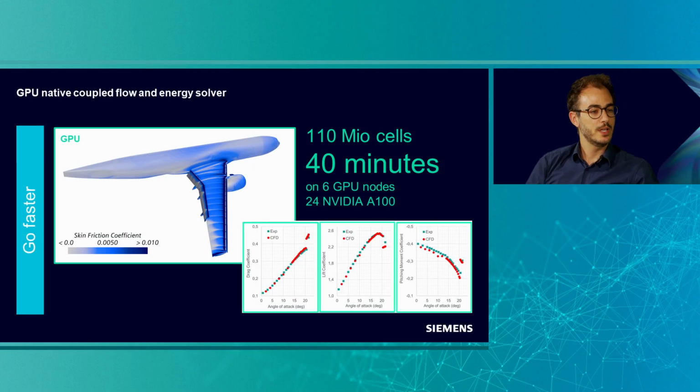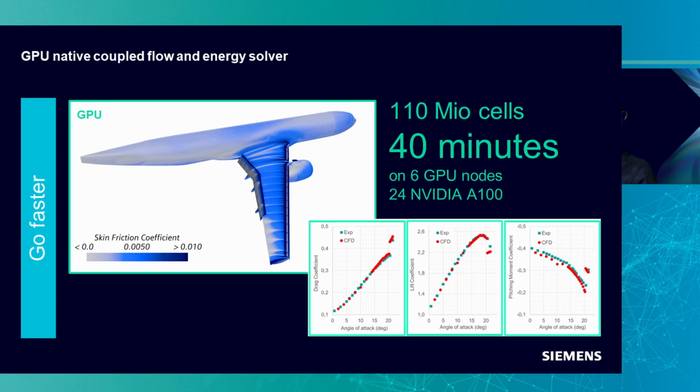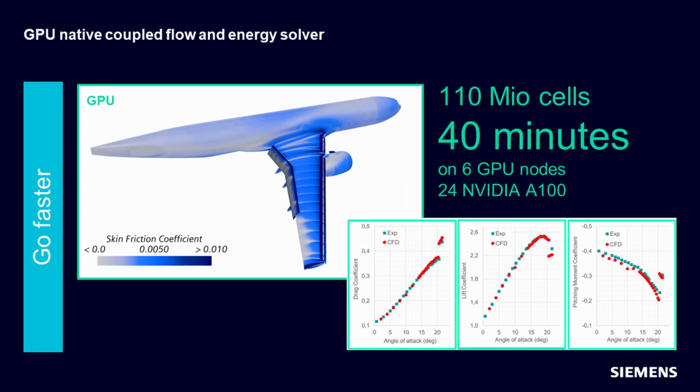And in the slide that you see here, we can have a look at an example. This is an example of aerospace aerodynamics, and it is focusing on a very well-known case, I would say, in the aerospace community, which is the high-lift CRM model. And so it is a case of roughly 110 million cells and can be run in 40 minutes on GPU. Wow. So this is using 24 NVIDIA A100 cards.